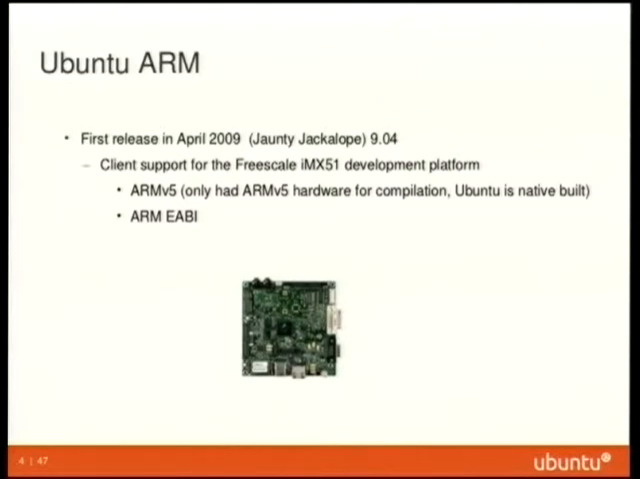The first release was April 2009. It was using the Freescale IMX51, which is a Cortex A8, a uniprocessor board. The only problem was we had to release on an ARM v5 compilation because those boards, while they were just coming out, weren't available in volume, and Ubuntu builds native, and I had nothing better than an ARM v5 system to build the entire archive. Bit of a problem. Second release, October 2009, we added another board, the Marvell Armada.